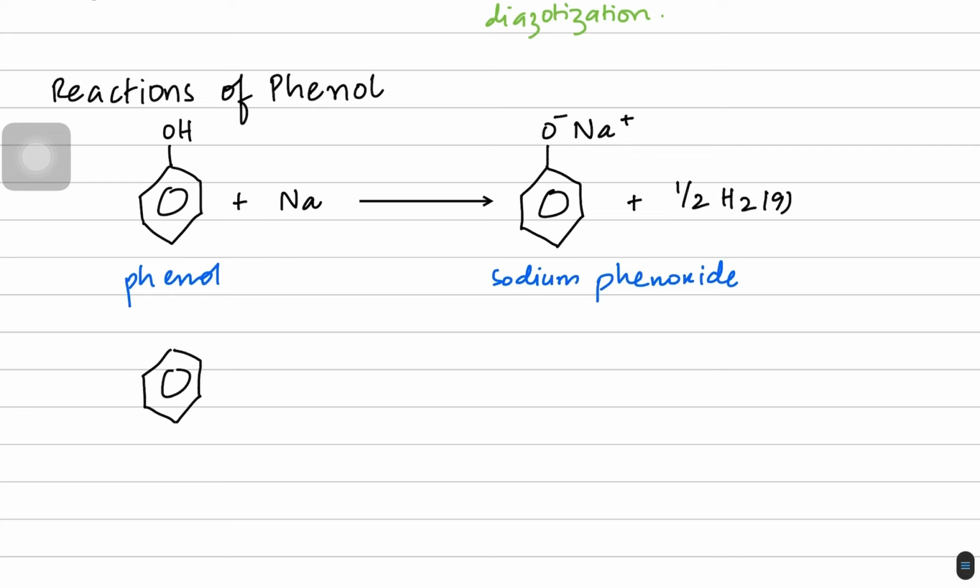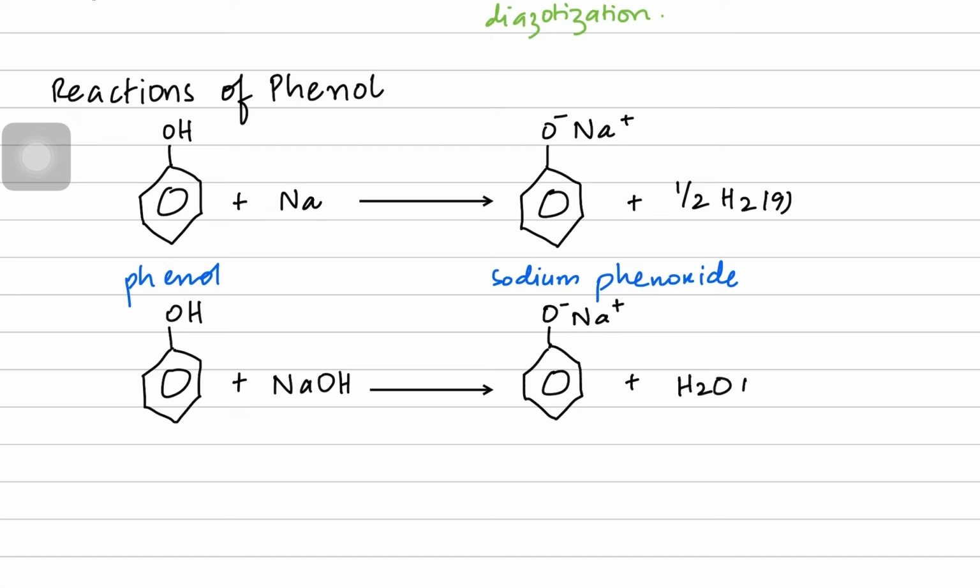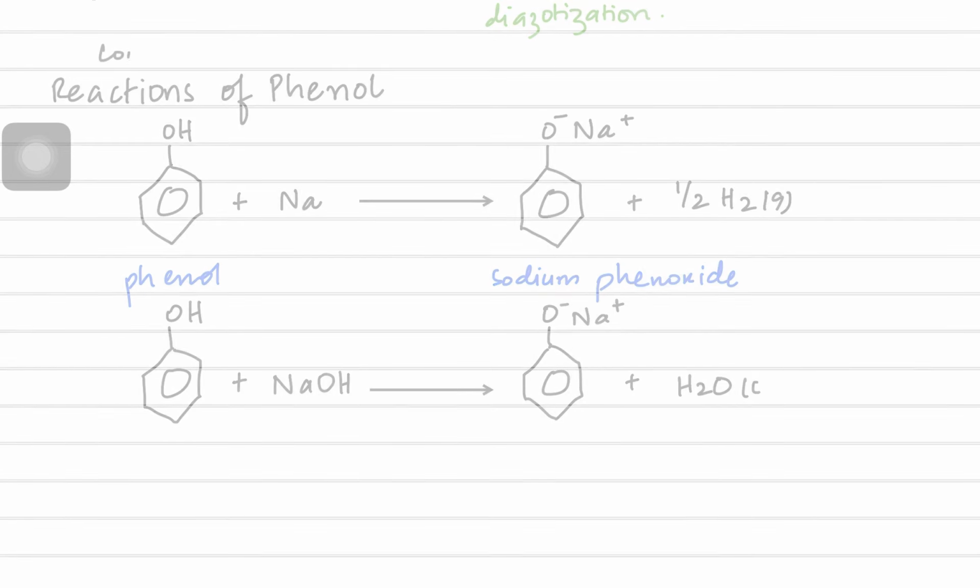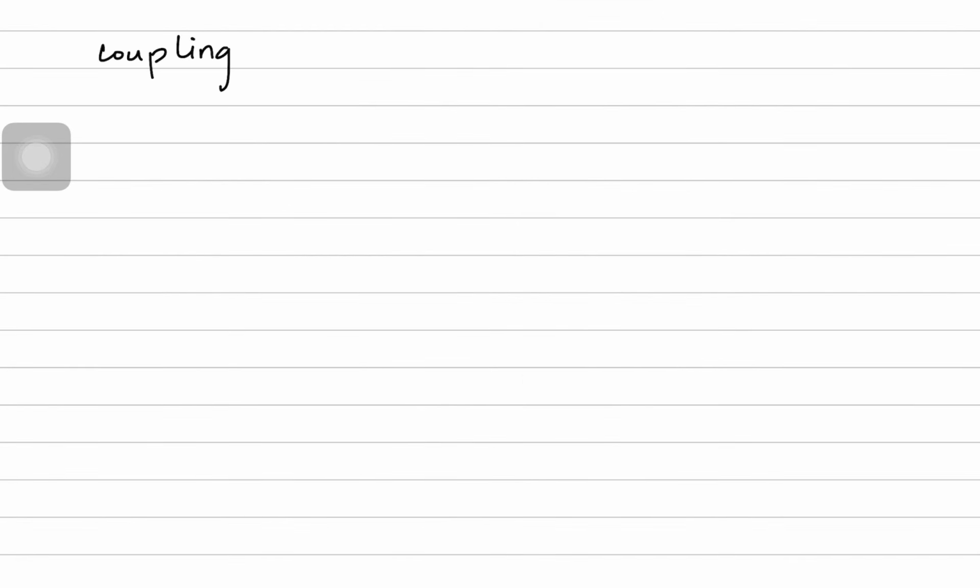Another reaction where phenol is also acting as an acid is the most common reaction of acids, that is neutralization, where you react it with sodium hydroxide, basically an alkali, pun intended. You make again the same salt, which is sodium phenoxide, and in this case you make water. Again the same sodium phenoxide was made, so this is a general acid-base reaction.